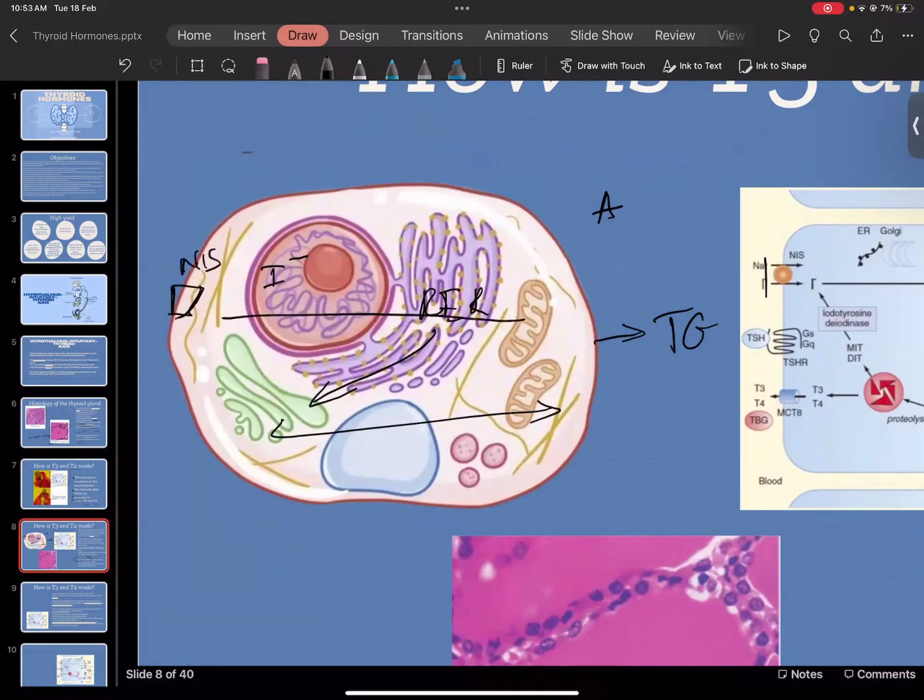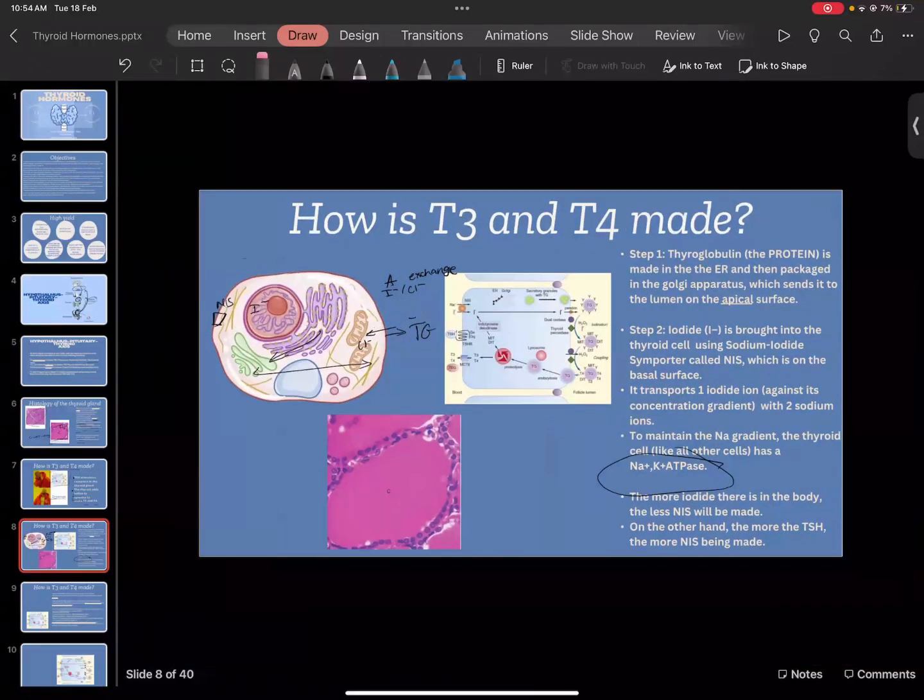Now it goes through the cell to the other side, to the apical side, and it exits the cell through a transporter called pendrin. Now, pendrin is an iodide chloride exchanger. So one iodide goes out and one chloride goes in. Wait, no, it's the opposite.